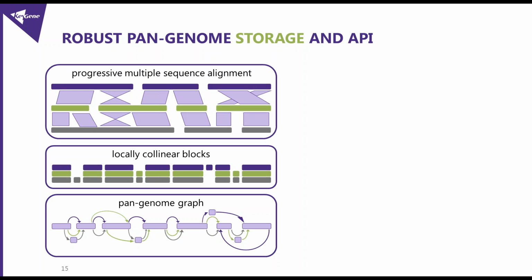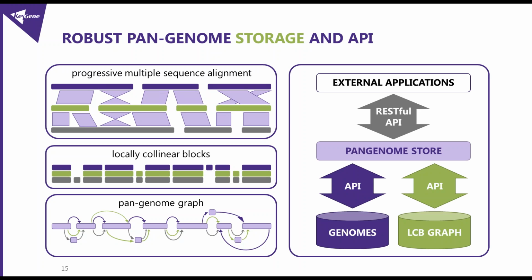And now we take this pan-genome graph and the input genomes and store them in specialized data structures that we connect through APIs to what we call our pan-genome store. And this pan-genome store is then connected to the outside world to a RESTful API so that external applications, such as analysis tools and visualization tools, can query this pan-genome store, for example, for extracting a certain region from a certain genome and all the pieces aligned to it, or a certain gene and all the pieces aligned to this. And we can very quickly now extract specifically the information that we need from such a large pan-genome graph and visualize it or interrogate it.